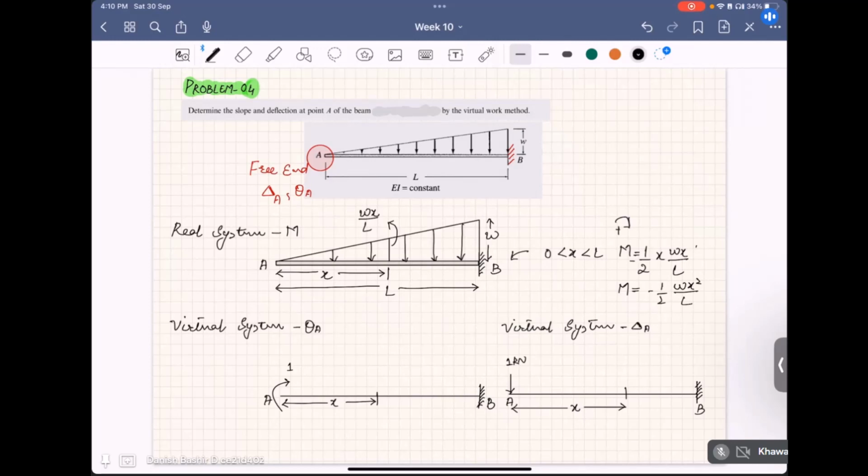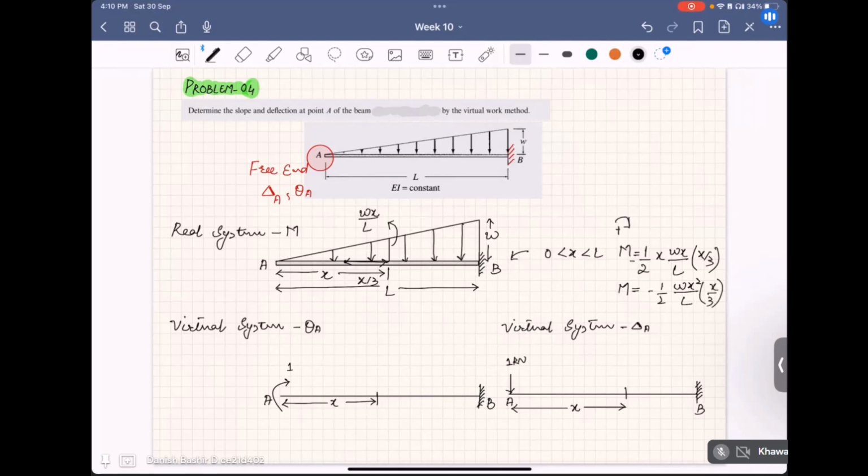Sorry, I didn't multiply it by the lever arm. So the lever arm will be at a distance of x by 3, multiplied by x by 3. So it will be x by 3 here.